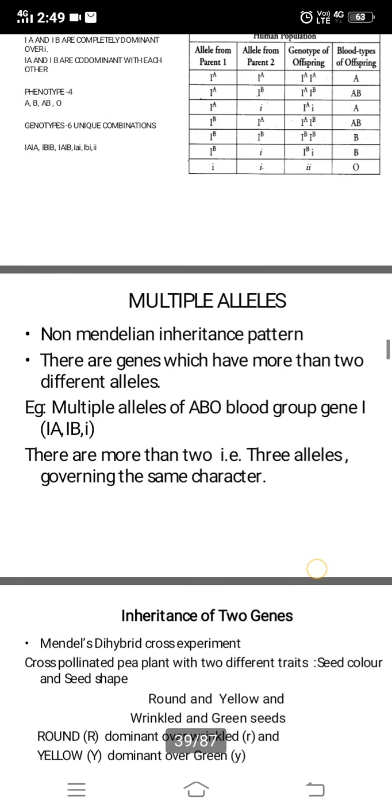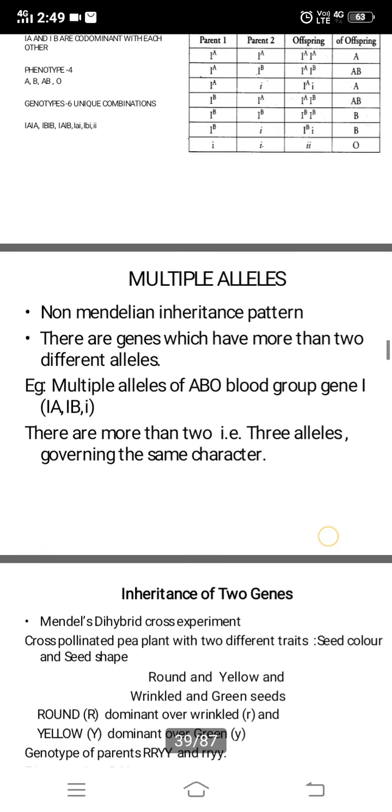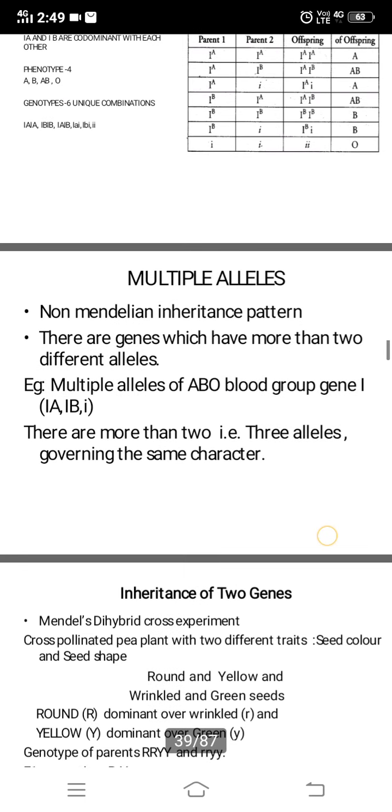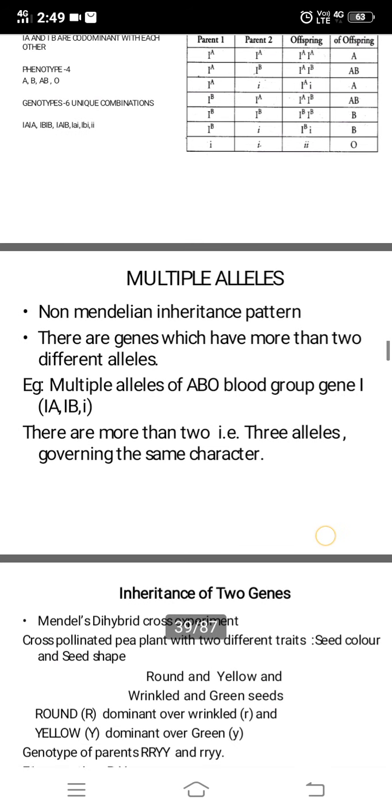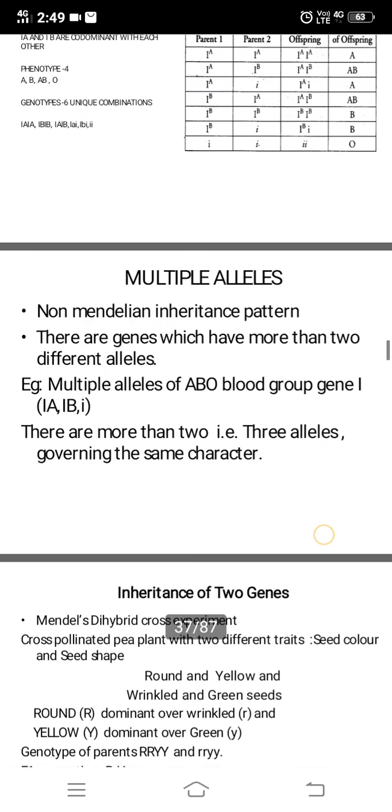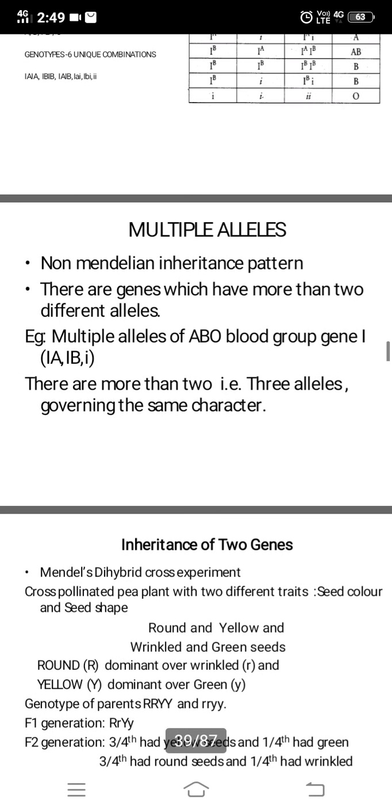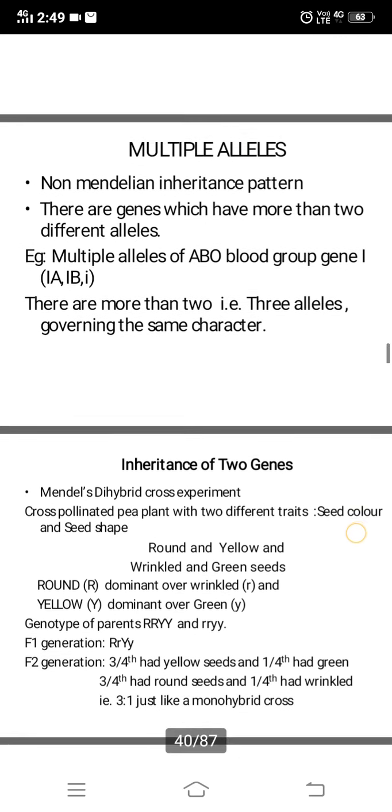Then we had seen multiple alleles. Multiple alleles are genes which have more than two different alleles. The ABO blood group is formed because of multiple alleles. The gene I contains multiple alleles, IA, IB, and i. Different alleles are present in a particular gene, so the gene has more than two different alleles. Here you can find there are three alleles in the ABO blood group.